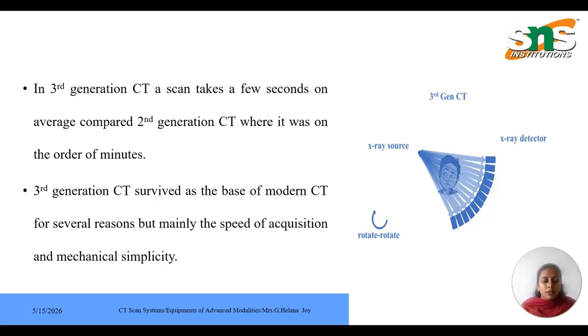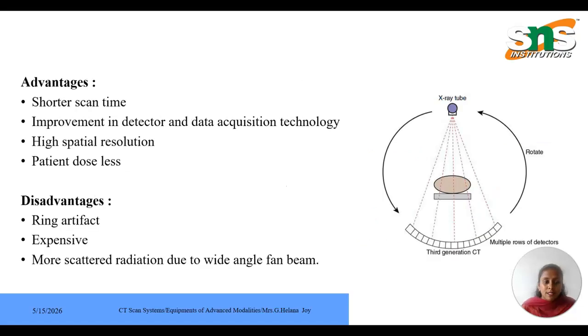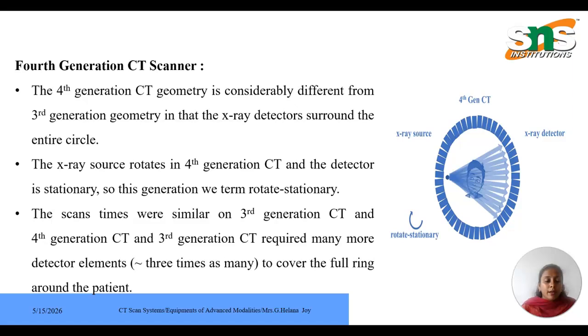So again, coming to the third generation, which served as a base of modern CT for several reasons, but mainly the speed of acquisition and mechanical simplicity. Advantages are a shorter scan time, improvement in detector and data acquisition technology, high spatial resolution, and less patient dose. Disadvantages are ring artifacts. It is expensive, and there is more scattered radiation due to the wide angle fan beam.